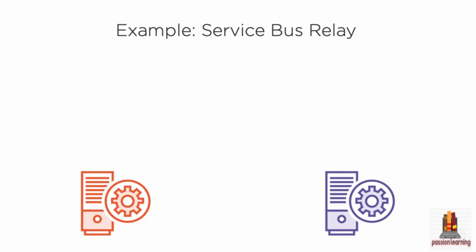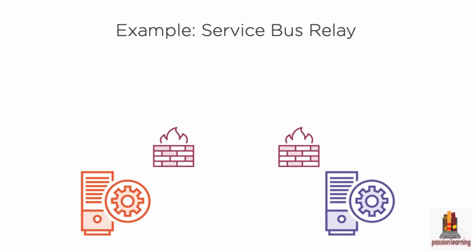We take a look at a couple of examples. One of my favorites is the service bus relay. You can imagine that these two servers here are in different data centers. One is in yours and one is in a partner organization's data center. And you need to be able to send messages between them. But as you could probably guess, they're both behind firewalls because that's just generally a good practice. The server on the left can't just reach out and connect to the server on the right, and vice versa.